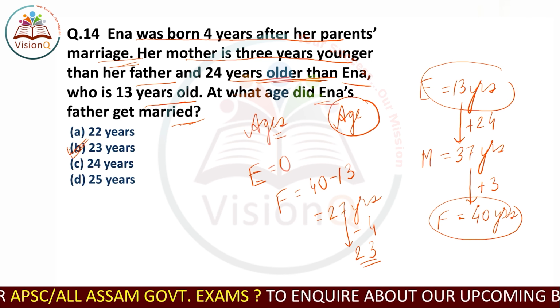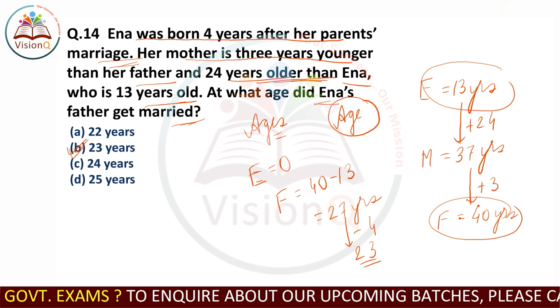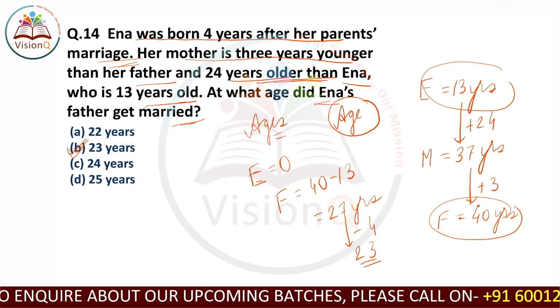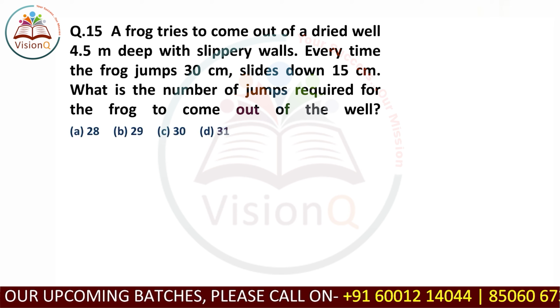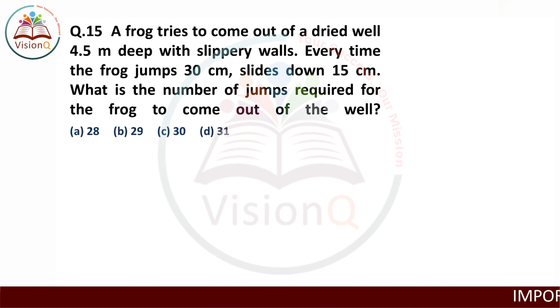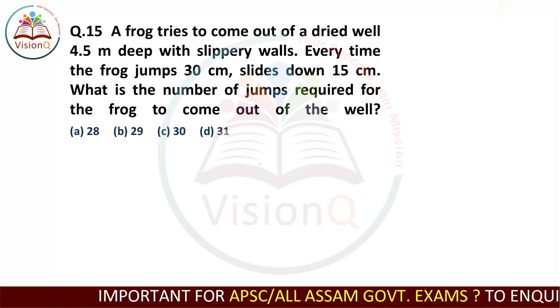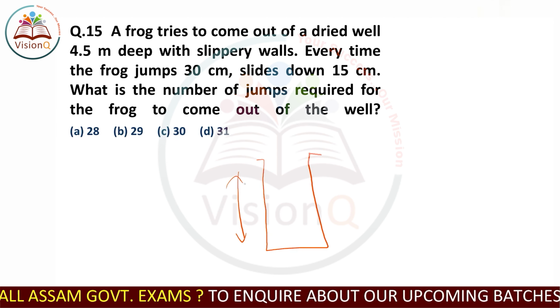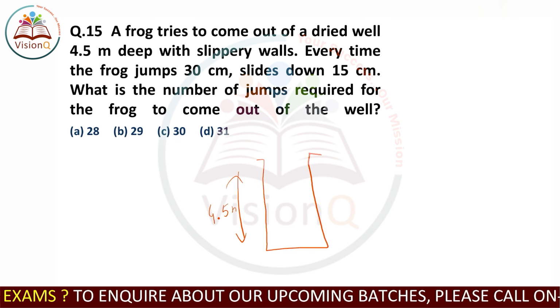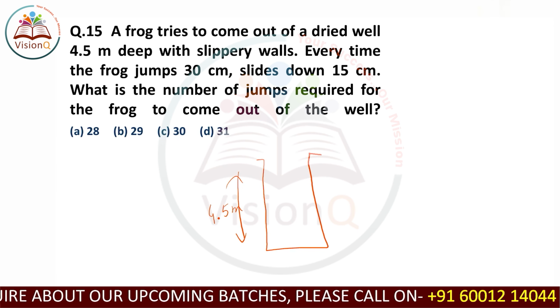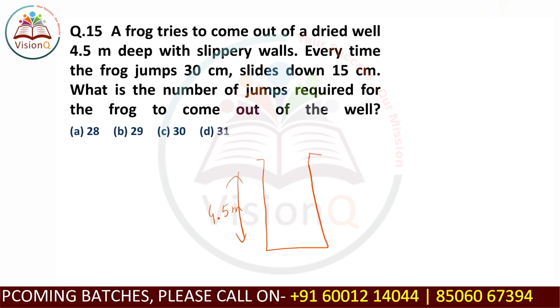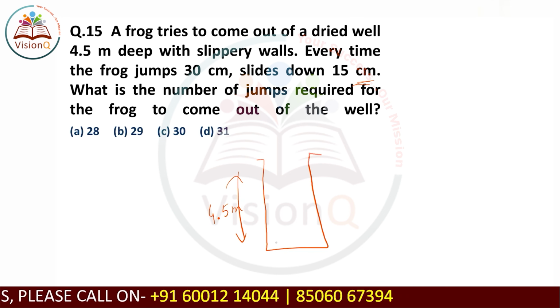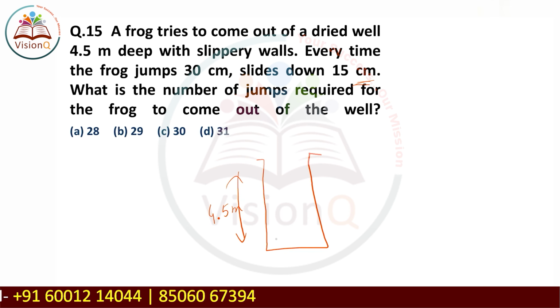So students, we will discuss the last question of today's series, or the first part of this mock series, which is question number 15. A logical question. It says that a frog tries to come out of a dried well, which is 4.5 meter deep with slippery walls. The depth of this well is 4.5 meter. The frog is at the bottom of this well.